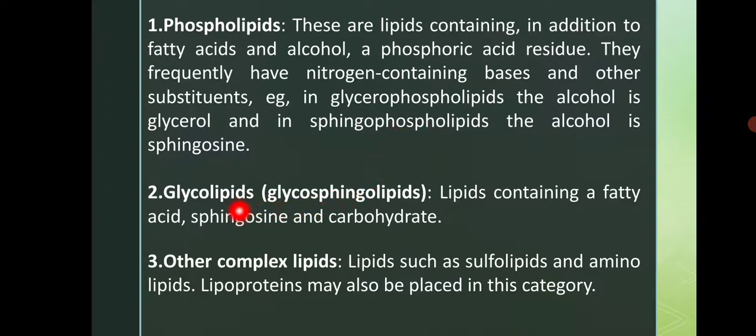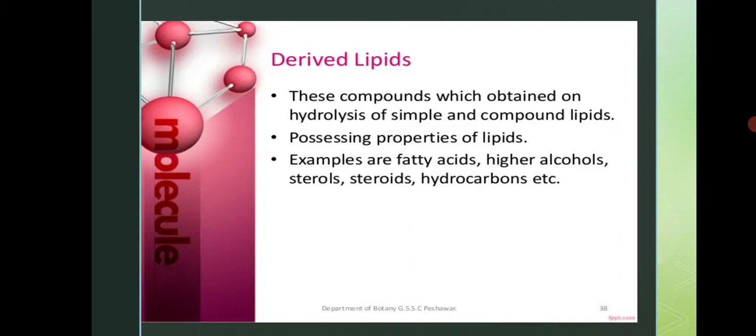Second class was glycolipid, which is also called glycosphingolipids. The structure of this glycolipid contains fatty acid, sphingosine and carbohydrate. And other complex lipids, means other classes, are there like lipoproteins and sulfolipids, which contain sulfolipids such as sulfatides and aminolipids. Lipoprotein may also be placed in this category. The last classification is derived lipids.